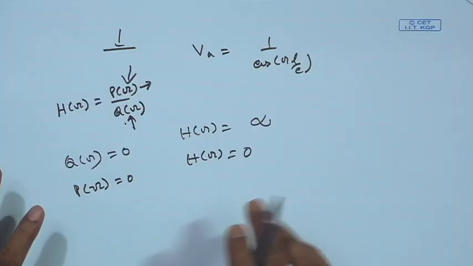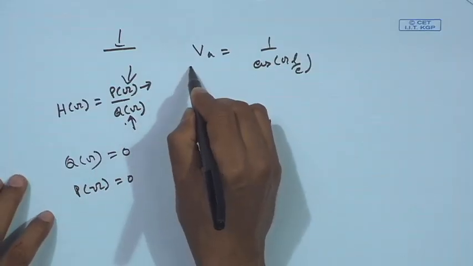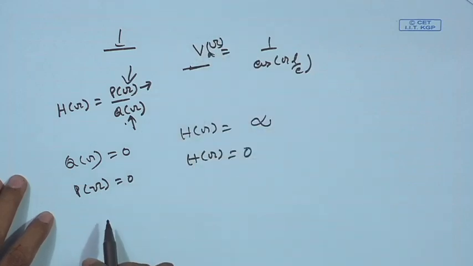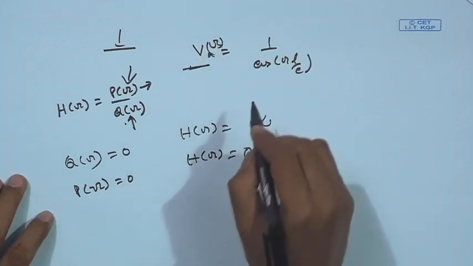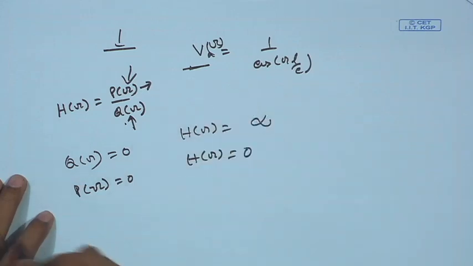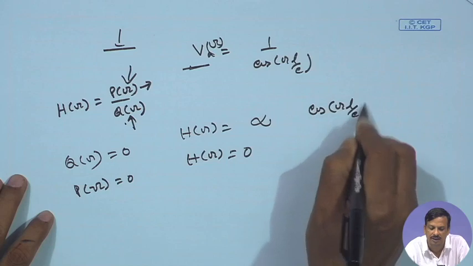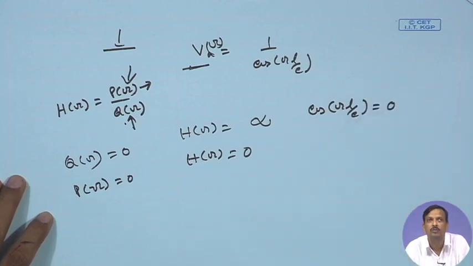So, if I want to know the formant response or frequency response of V_A omega, then I have to find out where its resonance occurs. When will the resonance occur? When cos omega L by c is equal to 0.